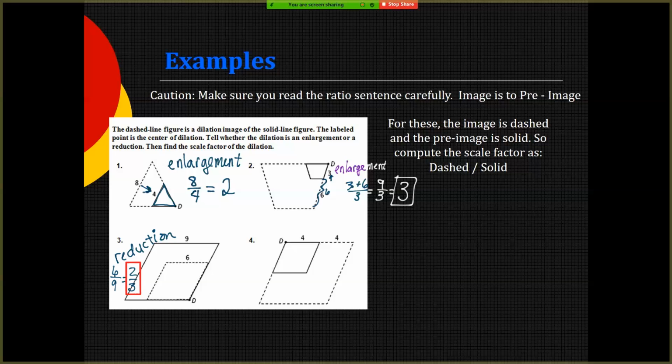And then last one, letter D, we're going from the original solid figure to the dotted. That is an enlargement. To figure out the scale factor, we're taking the length of the dashed side divided by the solid side. If this right here is 4 units and this right here is 4 units, that means the total length of the enlarged side is 4 plus 4, which is 8, divided by the original solid side length, which is 4. We have a scale factor of 2.